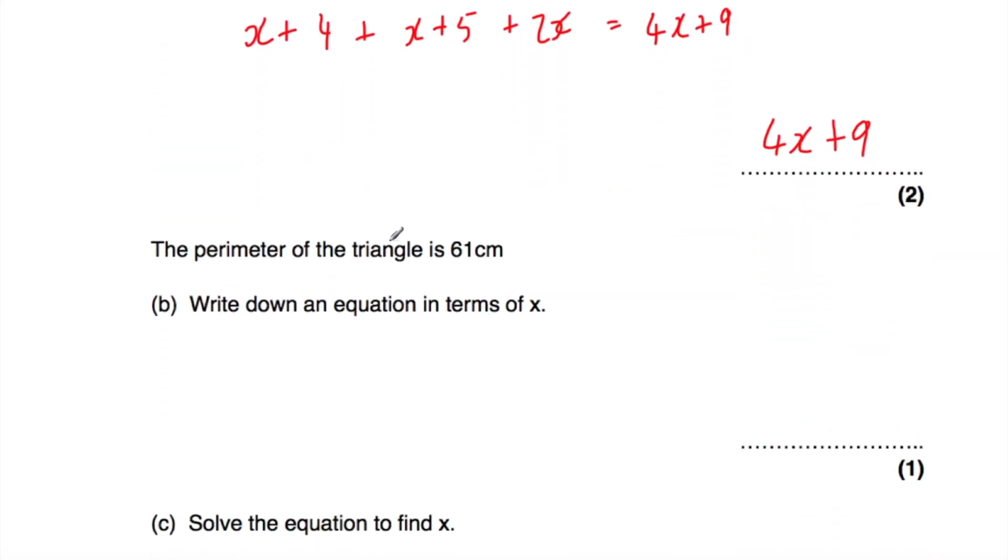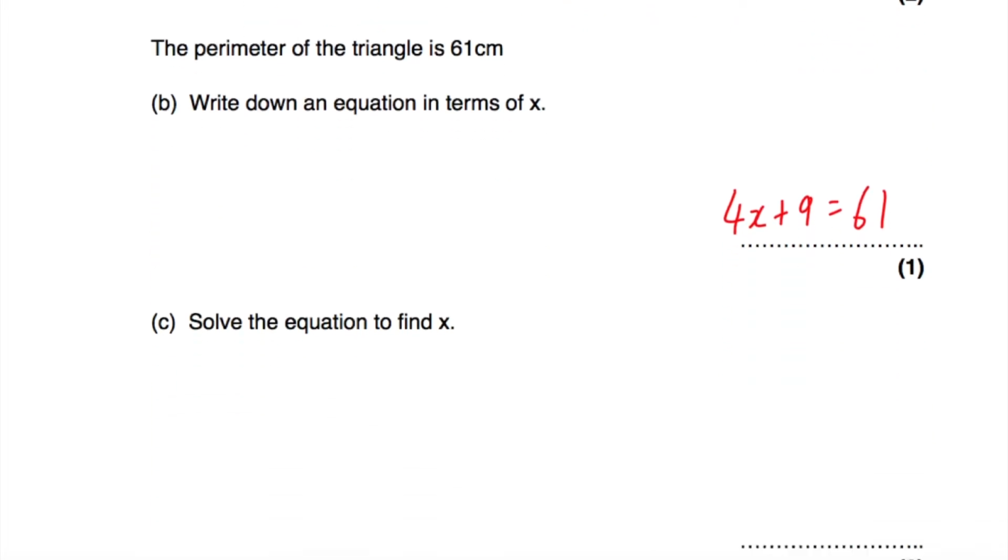Part B, we're told the perimeter of the triangle is 61 centimetres. So this perimeter is equal to 61 centimetres. So that's an equation. We've been asked to write an equation in terms of x. The perimeter, 4x plus 9, is equal to 61. And that's it. That's our equation in terms of x.